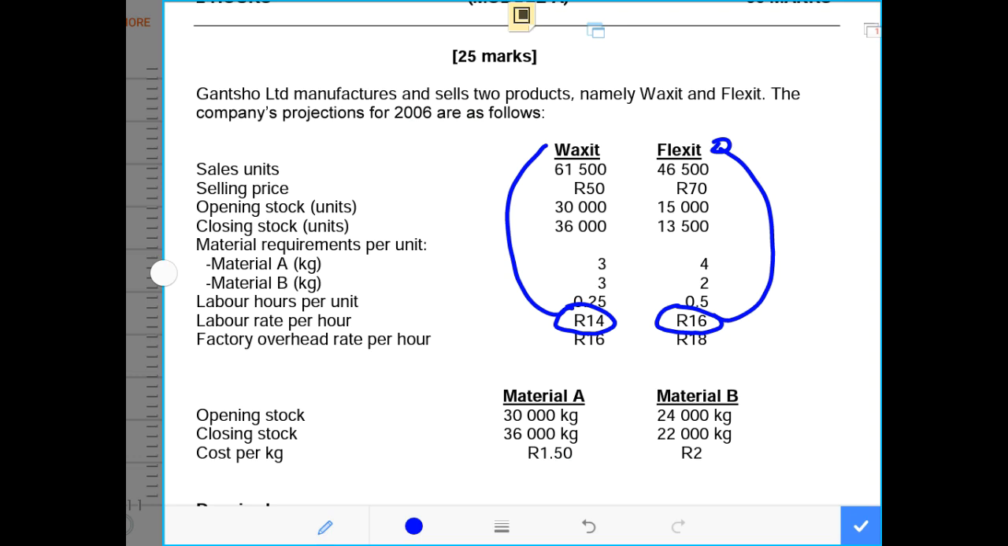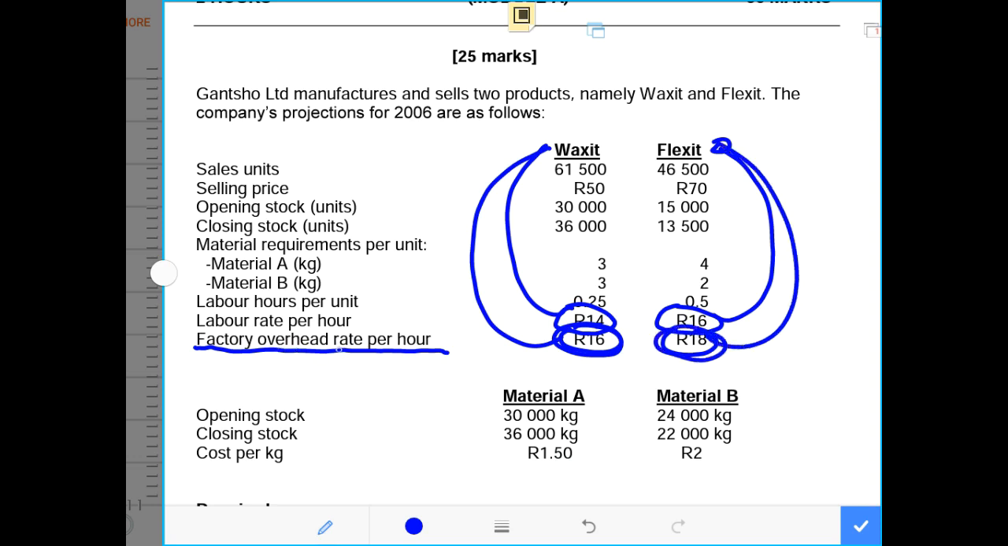Then after, we have factory overheads that are given as the rate per hour, which is factory overheads per direct labor hour. That means our factory overheads are incurred at 16 rand per hour. That means for 1 hour, there will be 16 rand incurred as the cost of factory overheads. Then for the second product, which is product Flexit, we have 18 rand of factory overheads that are incurred per hour.